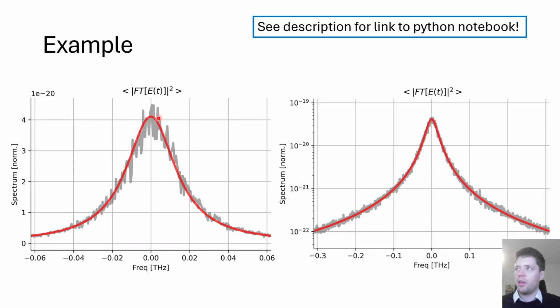So you can see that this process of having a 1D random walk really does lead to an average power spectrum that is Lorentzian in shape here. And over here we just see the same thing on a log scale. And of course I've linked to a Python notebook in the description that explains this in more detail. You can play around with that if you want.